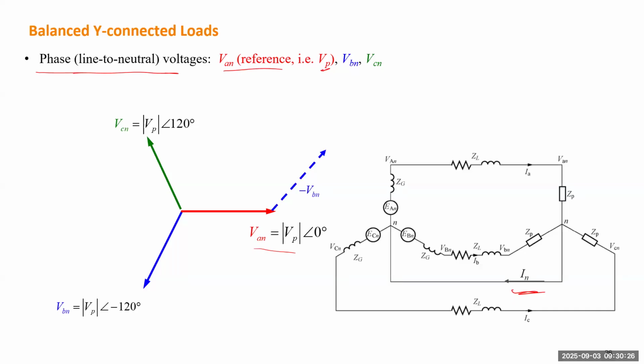If we draw another phasor, which is in parallel with VBN but pointing in the opposite direction, this actually represents negative VBN. We draw this phasor because we want to figure out the voltage difference between two phases, between two lines. So next, we want to find the line voltages, which means line-to-line voltages, such as VAB, VBC, and VCA.